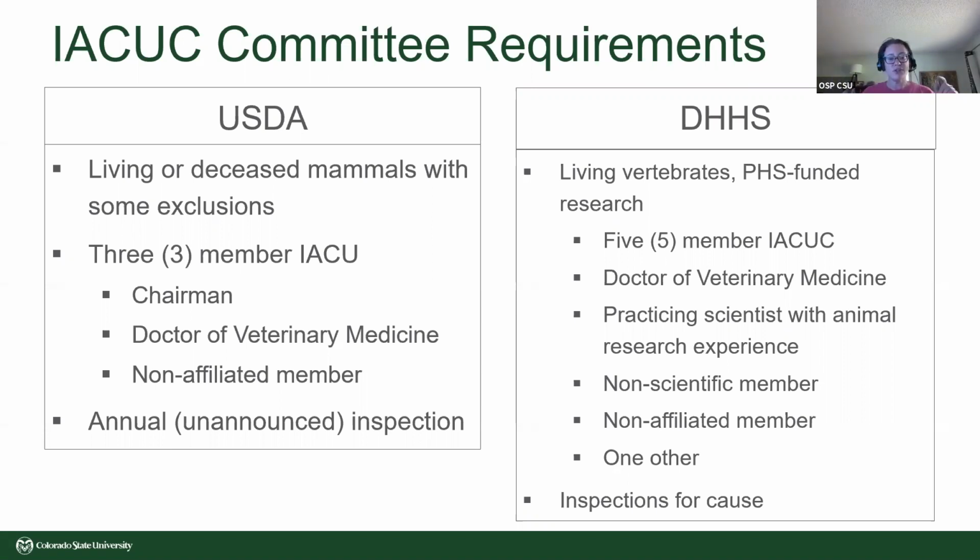DHHS. So before, I said, remember the definition of an animal is going to vary by regulatory agency. That's one thing to notice on this slide: USDA defines living or deceased mammals, and there are some exclusions there, where DHHS is talking about live vertebrate animals. And if you really dig down into these areas, they even specify that it might be dogs and cats and primates, but excluding birds.